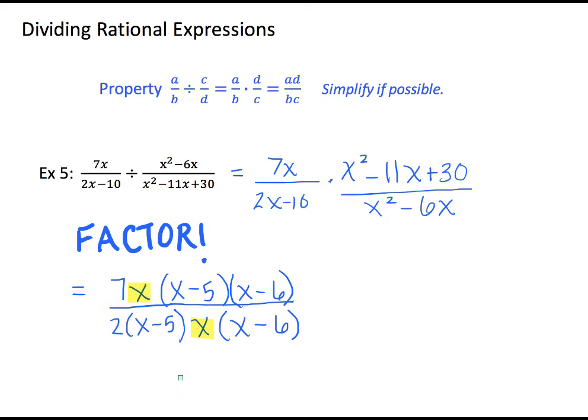So now that we've factored everything, we're going to look and see what can cancel between the numerator and the denominator. I see I have a pair of x's. X divided by x can work. X minus 5 and x minus 6. When I cancel out all of these pairs, all we're left with is 7 over 2. So that big, long, nasty division problem leaves you with just 7 over 2. That's pretty much it. In a nutshell, this is how to multiply and divide rational expressions.